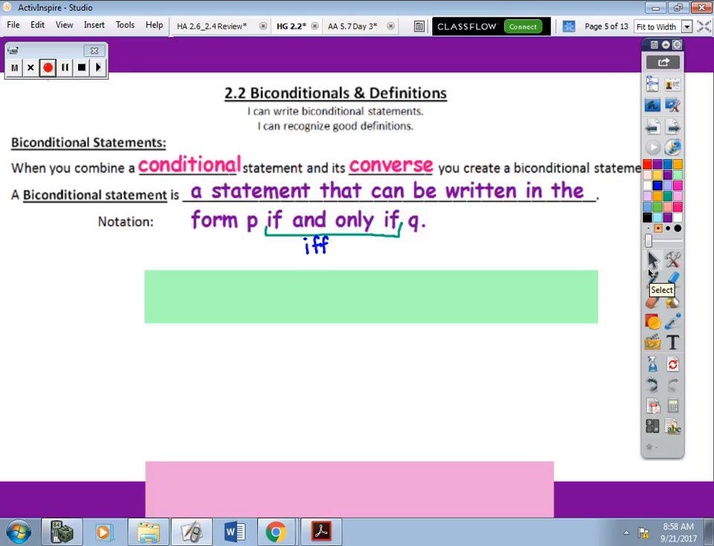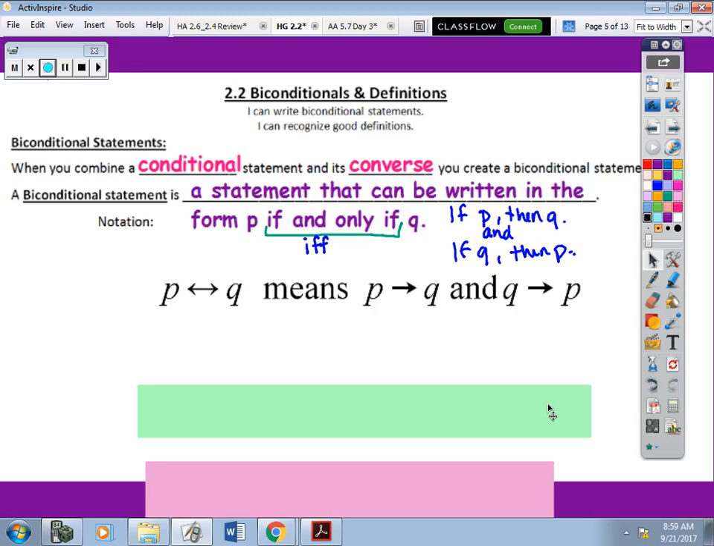So again, what this is really telling you is that technically the biconditional is if P, then Q, and if Q, then P. Okay, because this would be the converse. So it's really saying that you have both together, but without having to write two. Okay, the notation is a two-way arrow. So P double arrow Q. And again, that really means that you can have if P then Q and if Q then P. Converse and conditional.